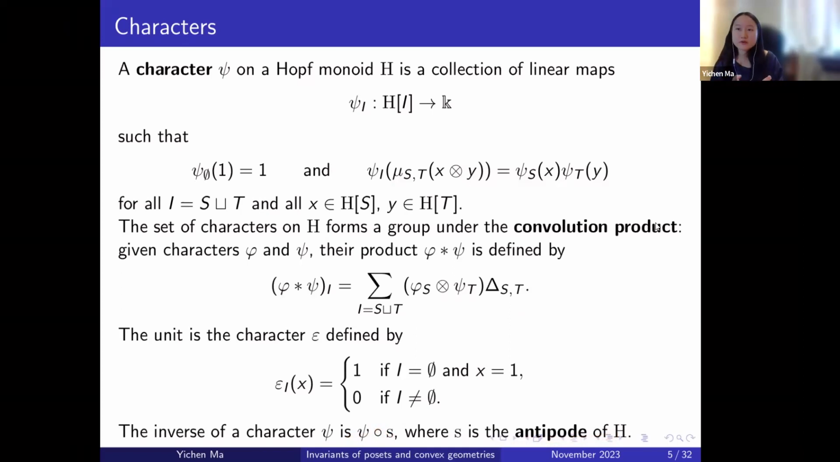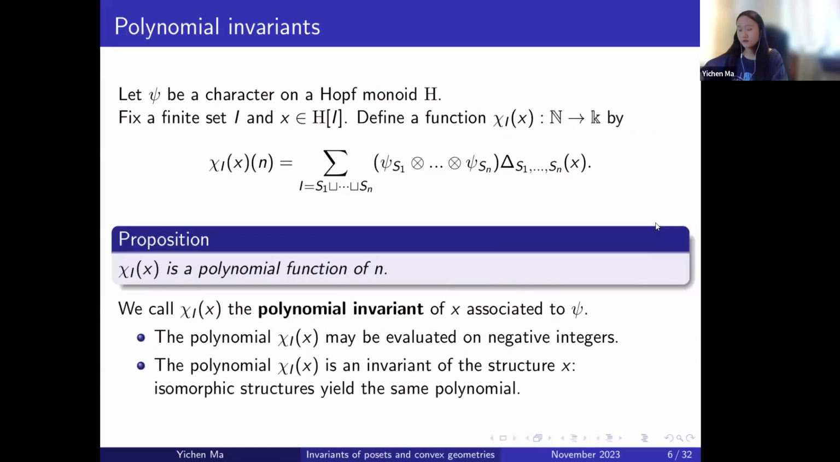A bimonoid structure may not contain an antipode. And computing a cancellation-free formula for the antipode of a given Hopf monoid is an open problem for many Hopf monoids. So I won't explore this too much in this talk, but just keep it in mind. Okay, and then let's introduce the polynomial invariant.